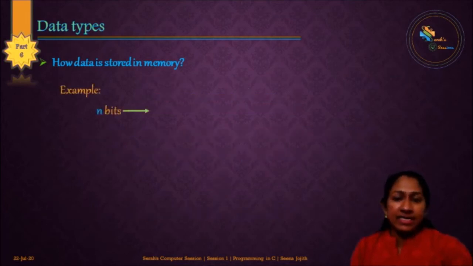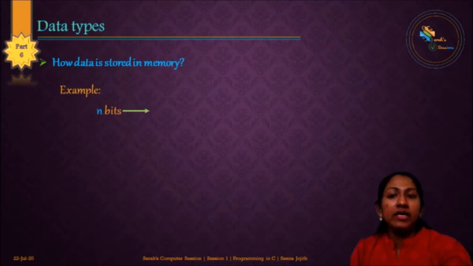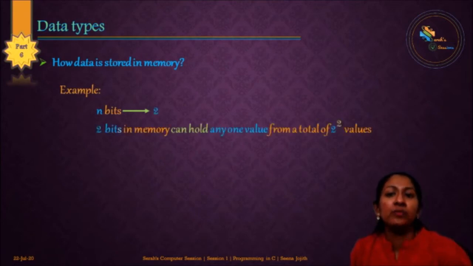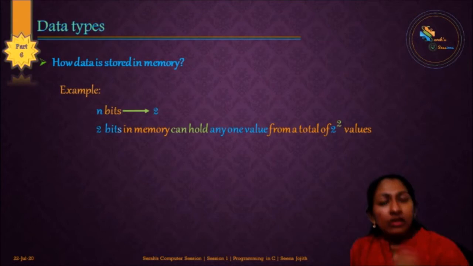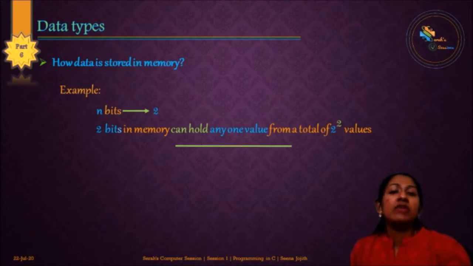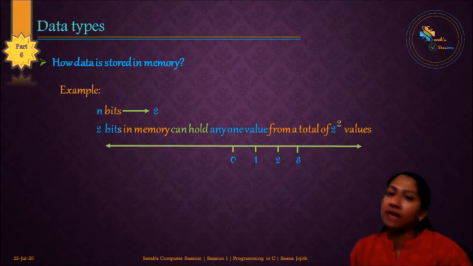Now let's see an example. You will understand it better. Suppose the value of n is 2. 2 bits in memory can hold any one value from a total of 2 raised to 2 values. If you are given 2 bits, you can generate 2 raised to 2 values, right? So if you are plotting those values in the number line, you can see that the values are 0, 1, 2 and 3.